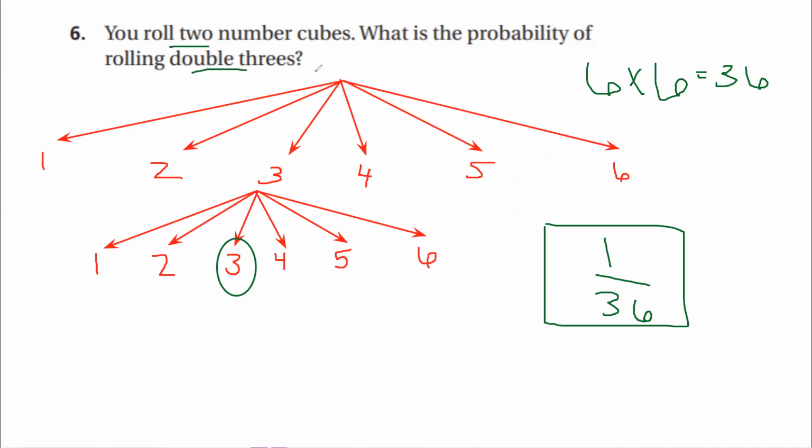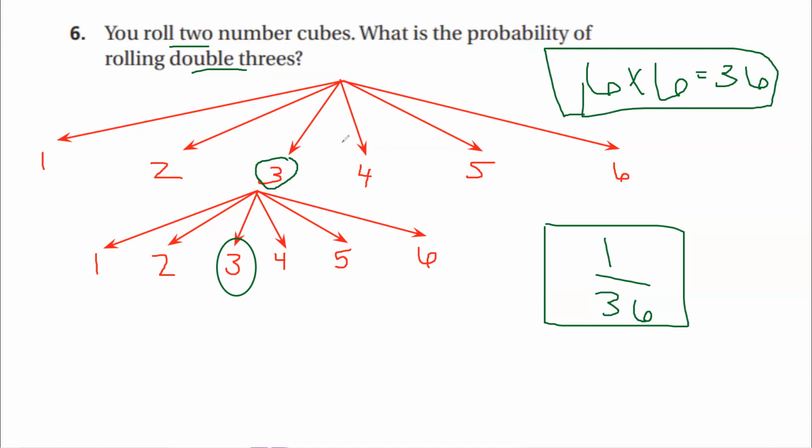I want double threes. And so I took my first three and I ignored everything else because I know that every single outcome is not going to work for these ones because I had to roll a three at first. And then I rolled my second number cube and I ended up with the numbers 1 through 6. But that three is the only one that's going to make me happy. And so at the very end, there's only one combination of those two dice that's going to make me happy. Out of those 36 different possible solutions, I know it's 36 because of the fundamental counting principle.